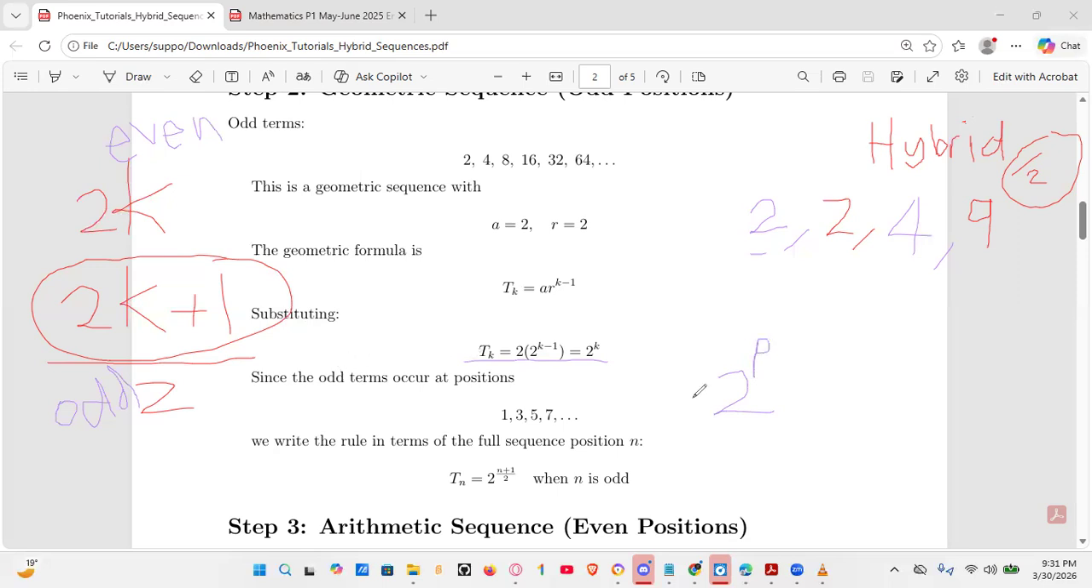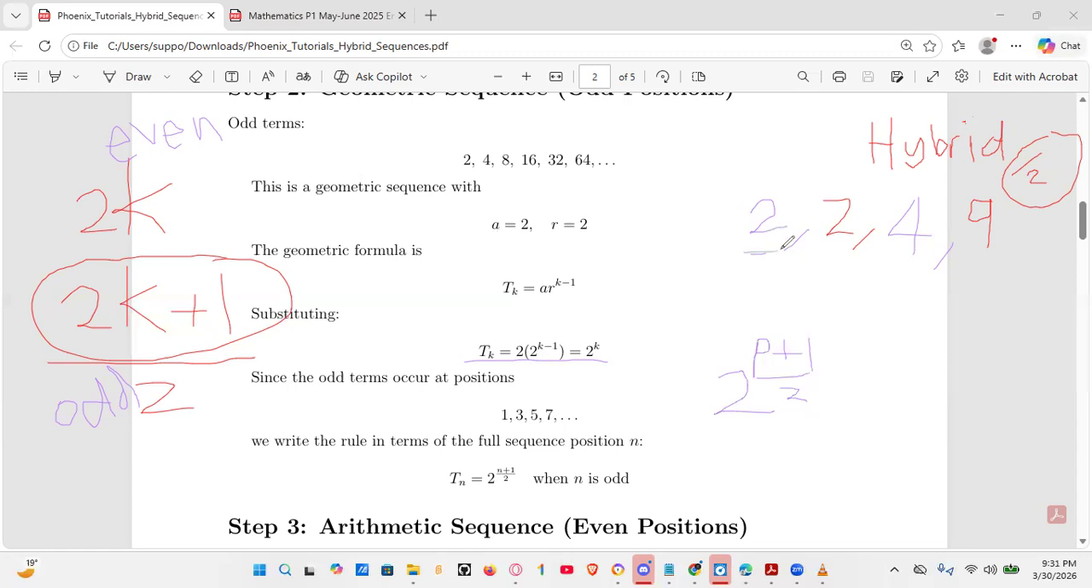And then I'm looking at the odd part of the sequence. I'll say P plus 1. Then I'll divide by 2 because it's a hybrid sequence. So that's how you sort of think about that. And does this work? Yes, it does work.